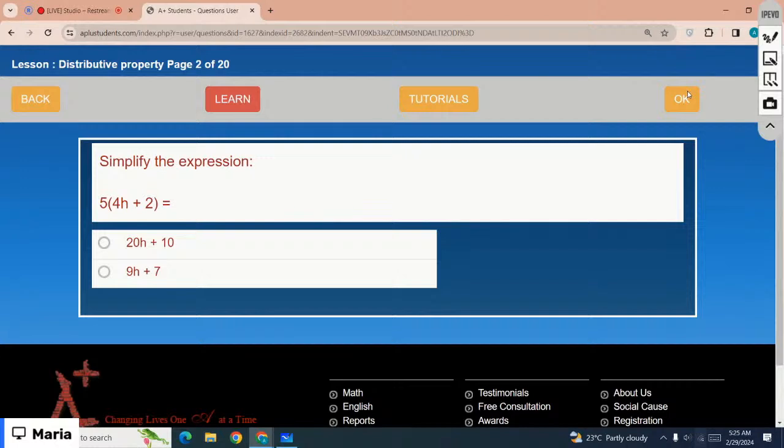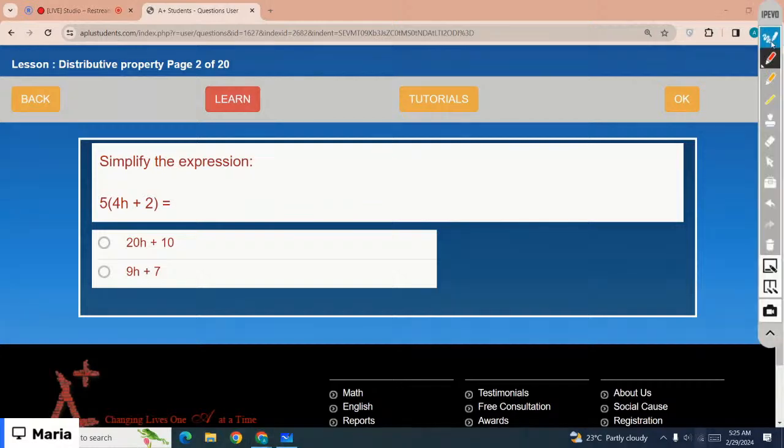Simplify the expression. That is 5 times 4h plus 2, right? You have to do 5 times 4h and 5 times 2. 5 times 4 is 20, that is 20h, and 5 times 2 is 10. So the correct option is option number 1, that is 20h plus 10.